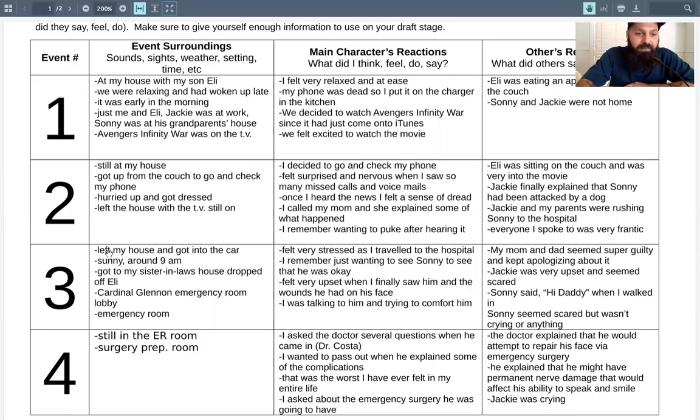So paragraph 3: left my house, got in the car. I said it was sunny around 9 a.m. I might include that in the story. I don't know; this is just more for me. Got to my sister-in-law's house and dropped Eli off. That I will include because at some point in the story, Eli isn't around anymore, and the reader needs to know why. Cardinal Glen: the emergency room lobby, and then the emergency room where Sonny was. So these are just the different places where I am, what I saw and experienced.